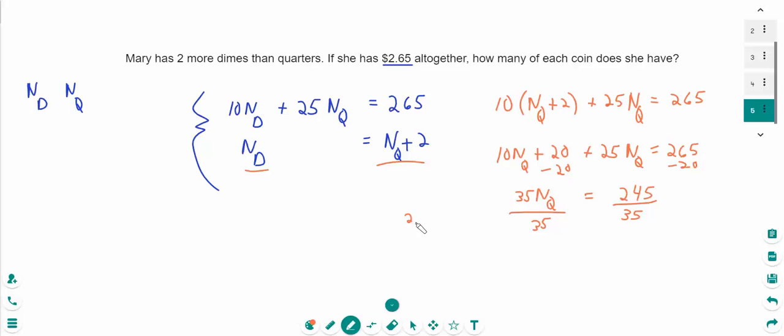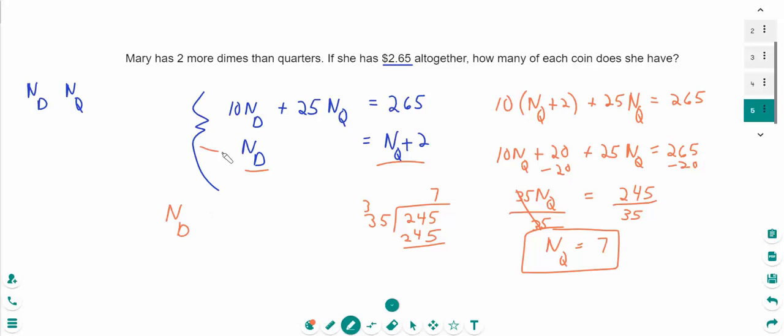And so 245 divided by 35 is going to be what? I feel like we did this one before. 35, 21, 24. Yeah, 7. So we end up with n sub q is equal to 7. All right. And then if we plug that back in, we're going to go into the second equation here. N sub d, we don't know what that is, equal to n sub q. Well, now we know that that's 7 plus 2, which of course is equal to 9. So n sub d is equal to 9.